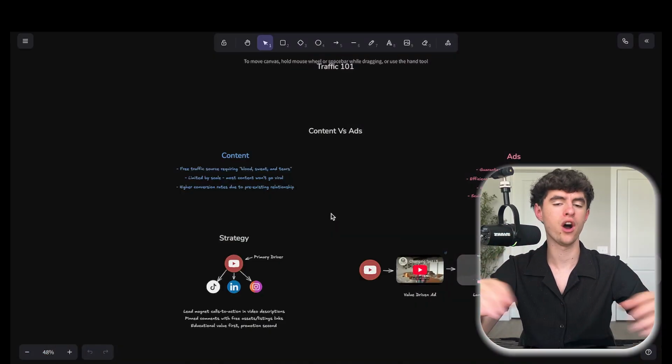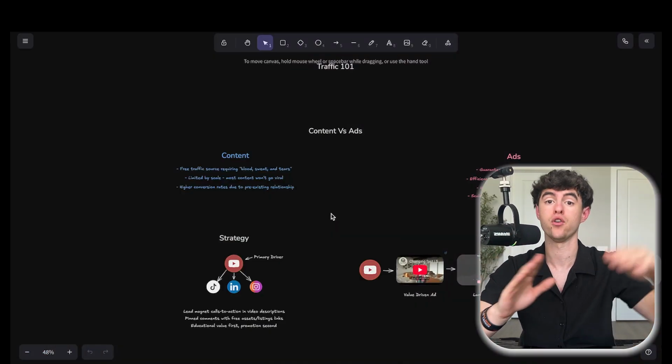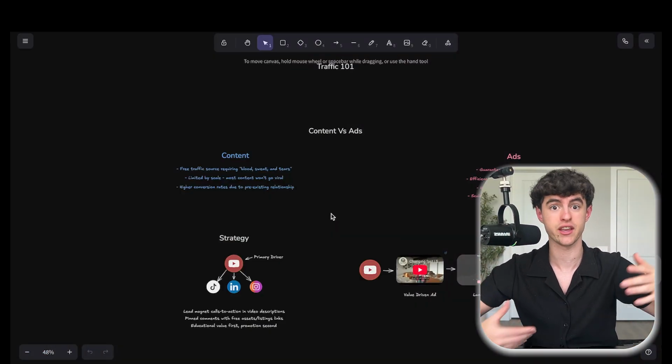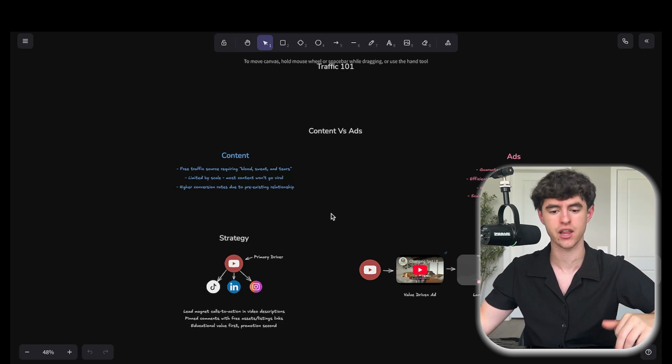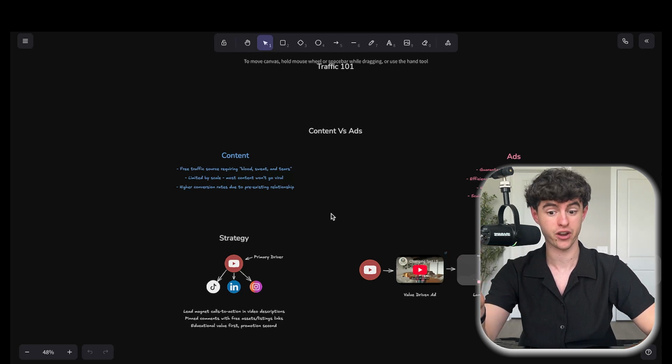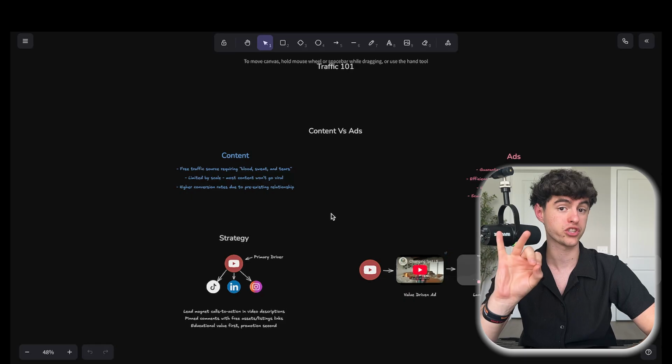So, Traffic 101, we're starting off at the top of the funnel, where all of your traffic is actually starting from. Where are you actually going to get clients? And it's going to be from the top of the funnel, like stated before. The two main sources that you're going to be getting traffic from are content and ads.